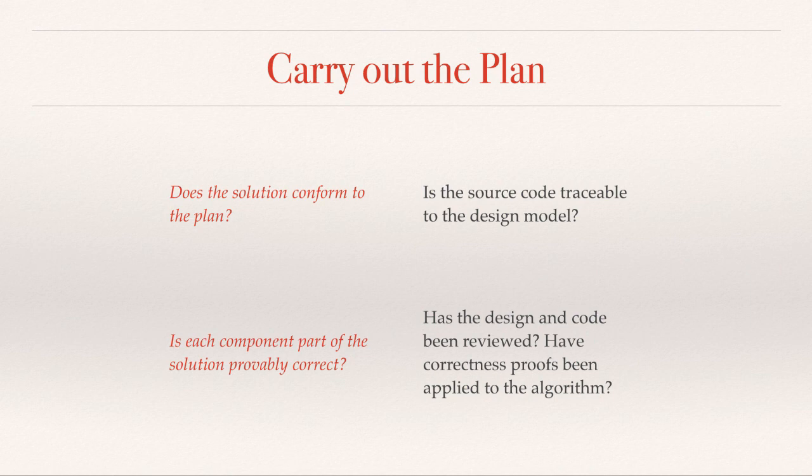Carrying out the plan is analogous to implementing the solution. One of the questions involved in this is whether the actual code can be traced through the design model all the way back to the requirements. For the second item, I might prefer to line this up with unit test for the various component parts rather than correctness proofs, which are pretty rare for software.